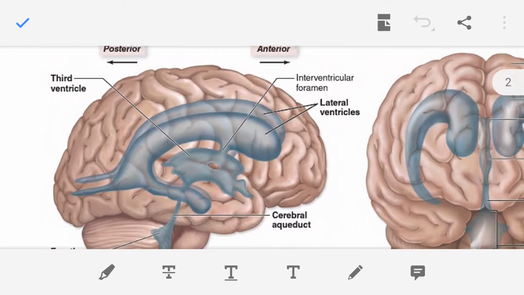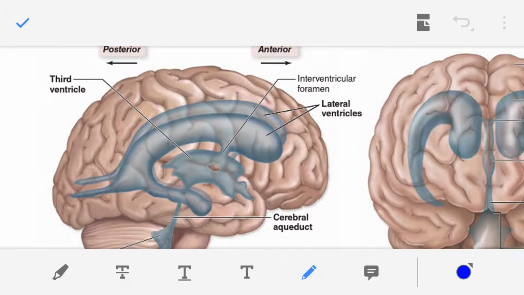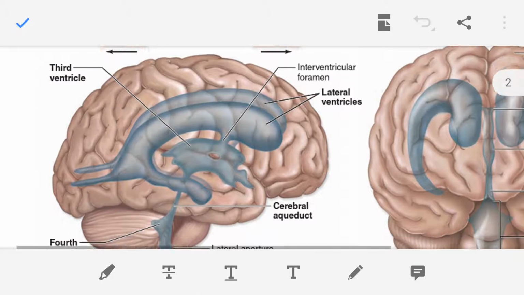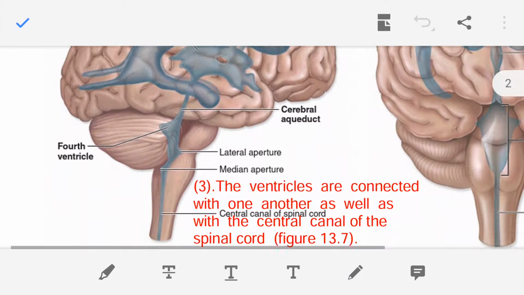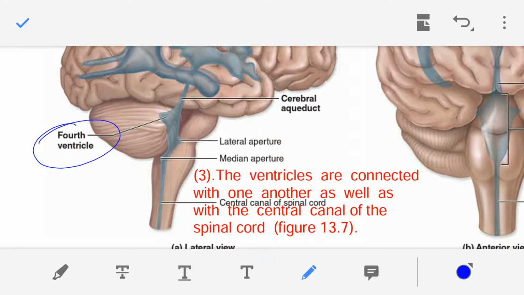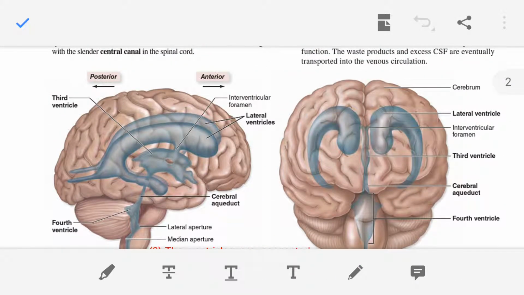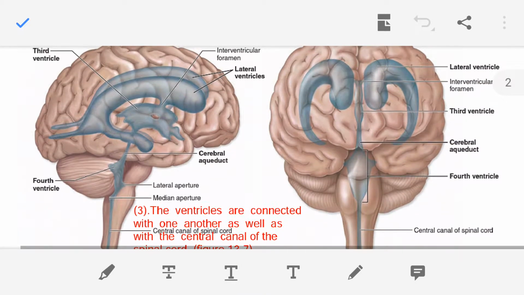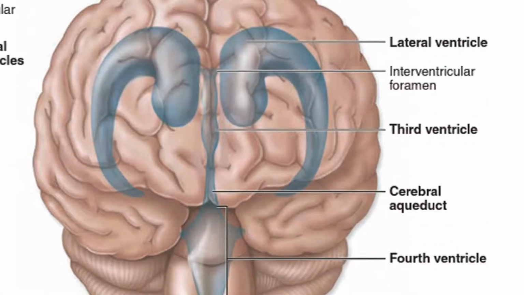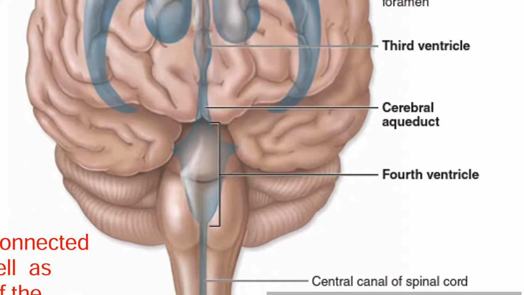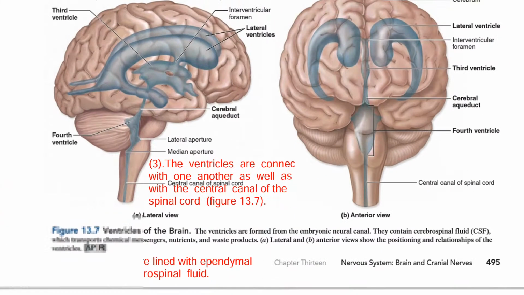Here in the figure, these are the lateral ventricles, this one and this one. The lateral ventricle connects with the third ventricle. This is the third ventricle, and here the fourth ventricle. The third ventricle connects with the fourth ventricle, and the fourth ventricle finally merges with the central canal, the central canal of the spinal cord. In this figure also, see the lateral ventricle, then the third ventricle, the fourth ventricle, and finally the central canal of the spinal cord.